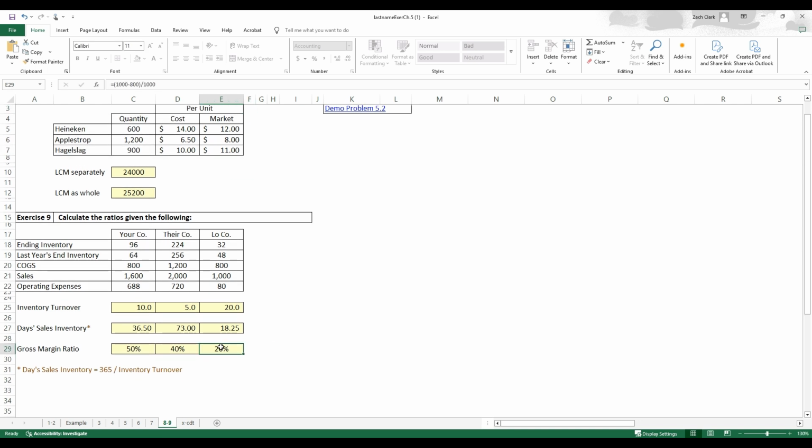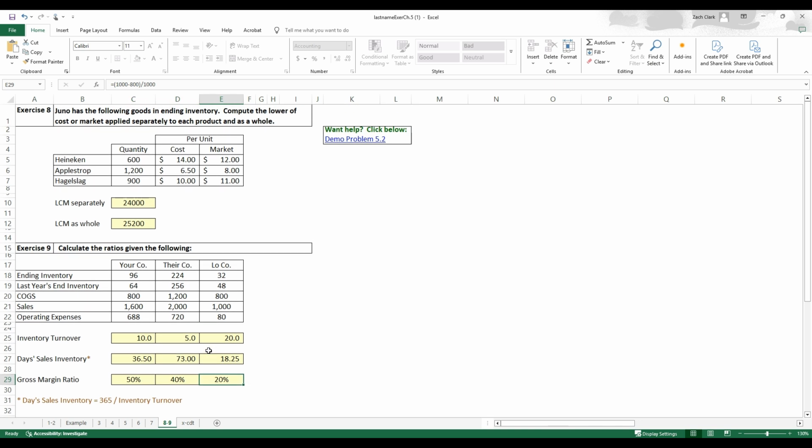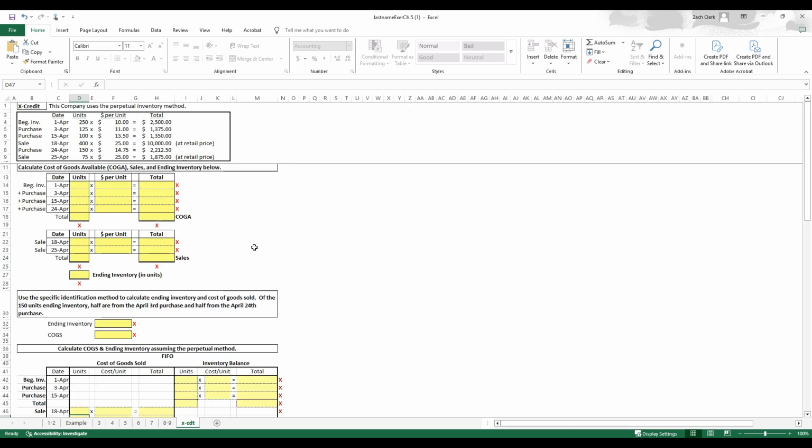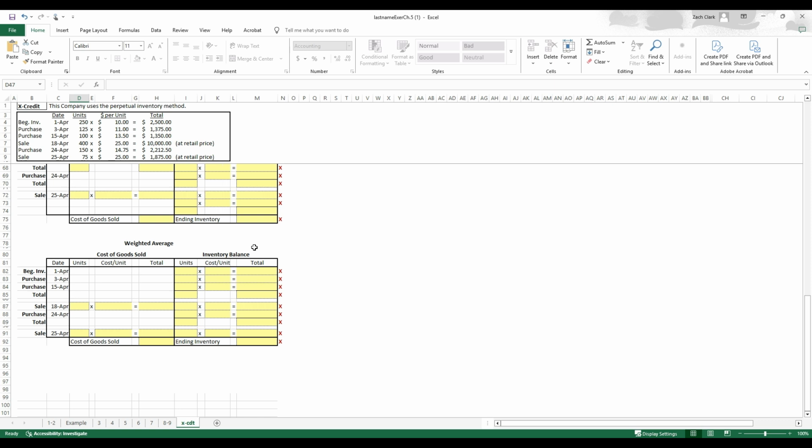Cool. So it tells us some interesting information. Like I said, you can use this for supply chain management type stuff. And with the gross margin ratio, we get to see how much we're keeping after paying for our goods between these 3 companies. All right, and like I said, I'll leave this extra credit one for you all to do.